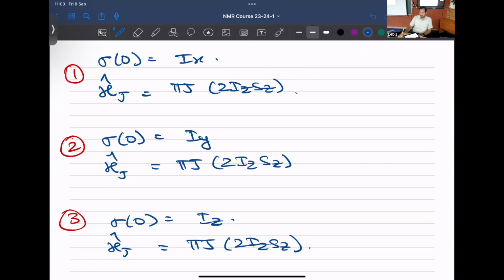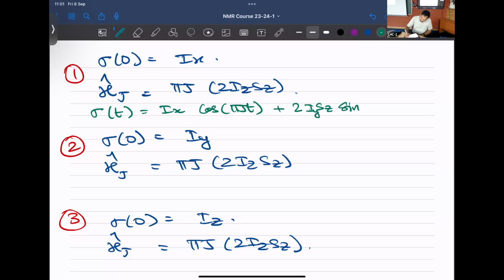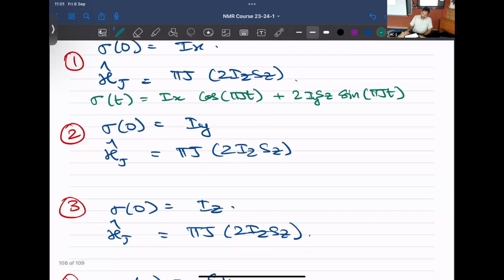We had raised a few questions in the previous lecture. If the initial density matrix is Ix and you're looking at the weak scalar coupling Hamiltonian, what should be the solution? So sigma of t here is going to be given by cos pi J t, forget h bar, Ix cos pi J t plus 2 Iy Sz sin pi J t. Very good. So let's go to the next one.